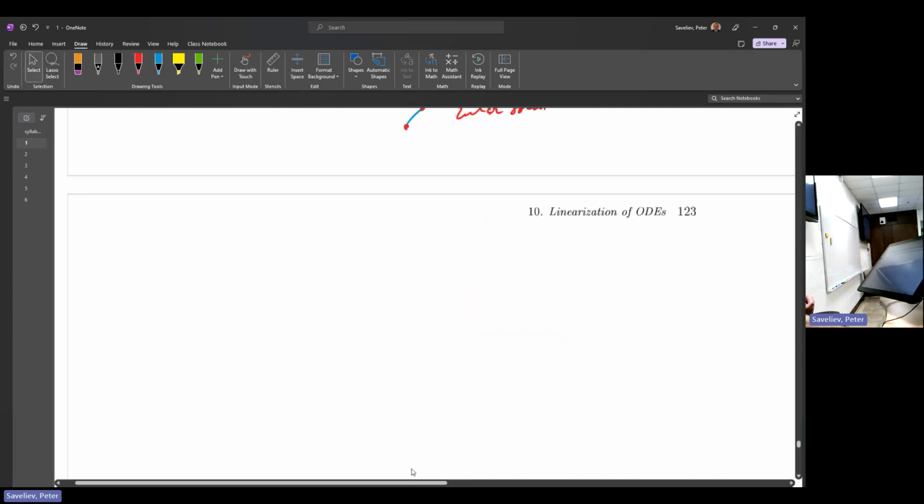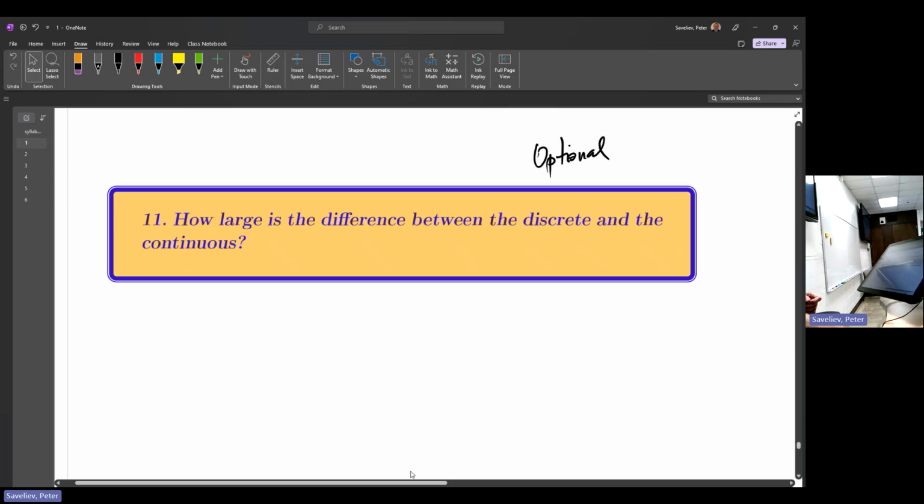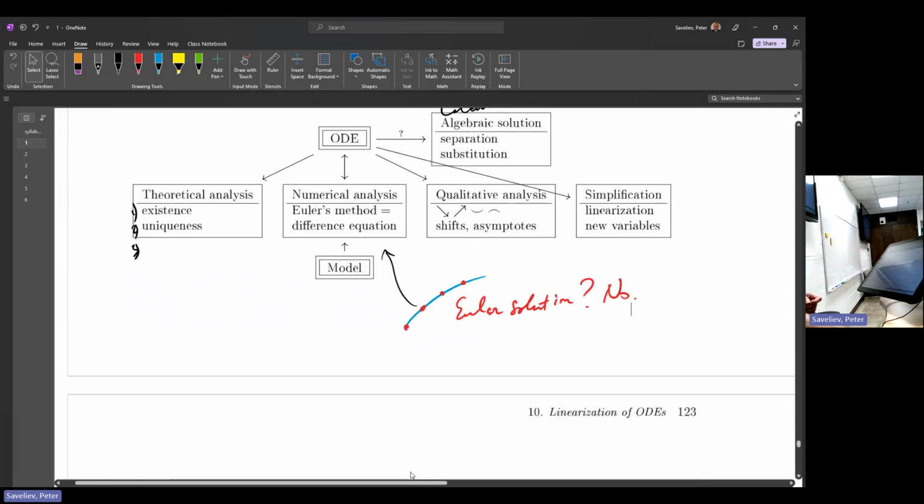So that's actually the next section. If we were to take care of it, we would know actually the difference. Here there is no difference. The difference between the discrete and continuous is equal to zero. So that's certainly something we cannot hope for. It actually jumps from curve to curve. That's what the Euler solution does.